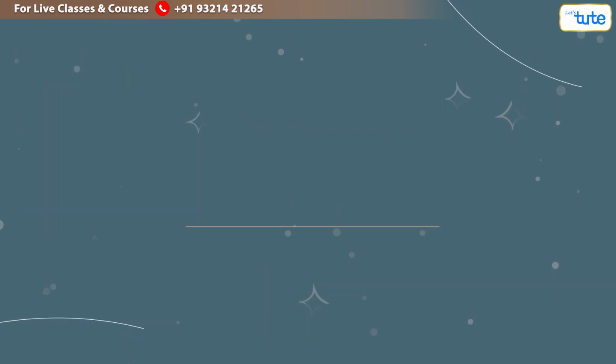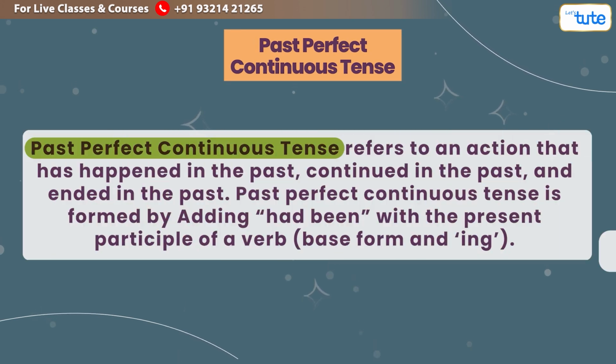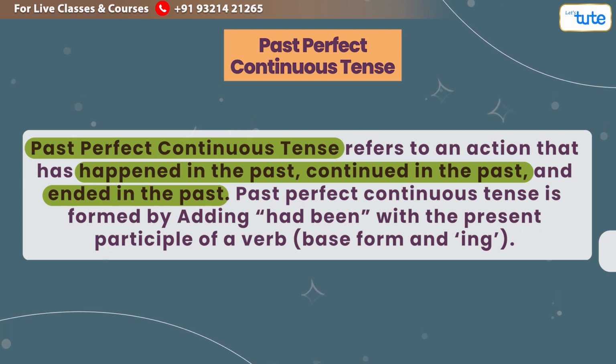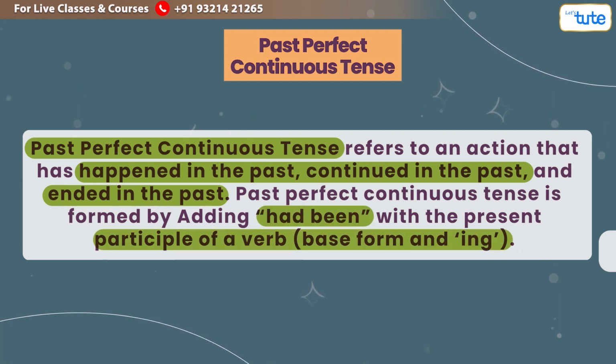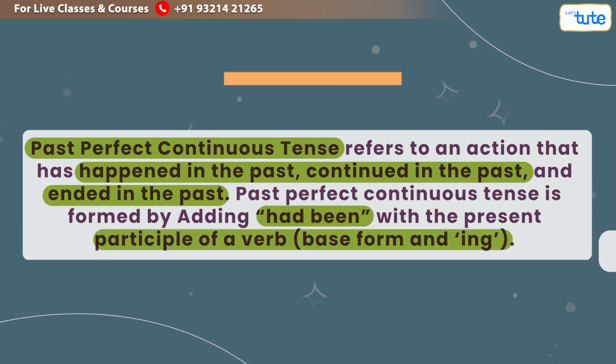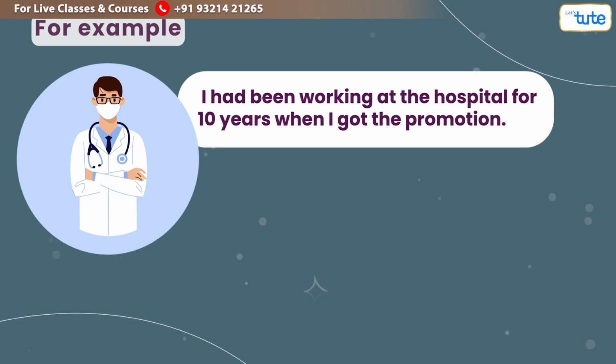Past perfect continuous tense. Past perfect continuous tense refers to an action that has happened in the past, continued in the past, and ended in the past. Past perfect continuous tense is formed by adding had been with the present participle of a verb, base form and ing. Example, I had been working at the hospital for 10 years when I got the promotion.